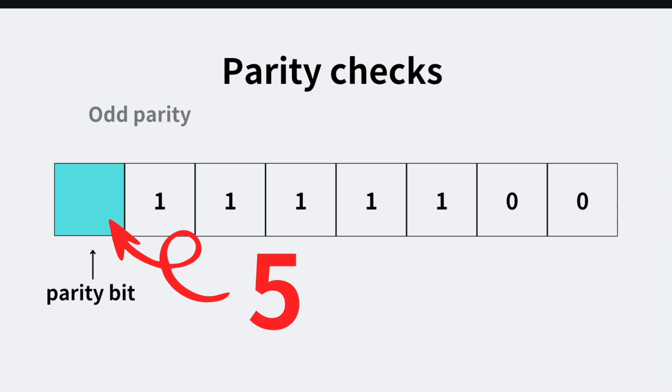Then if we choose to use odd parity, then we need to ensure that the total number of 1 bits in the byte is odd. So what should the parity bit be set to? The answer is 0, since there is already an odd number of 1 bits in the byte.